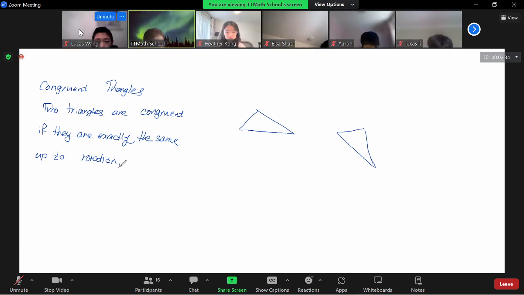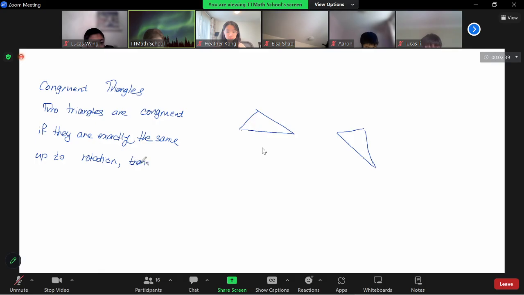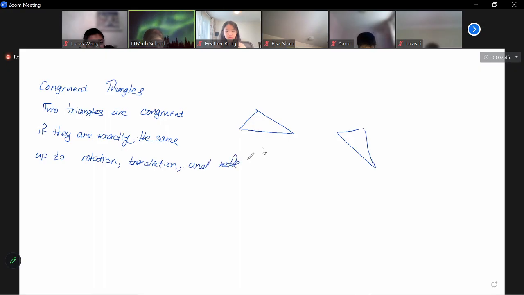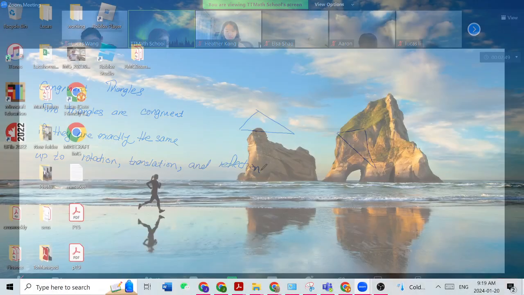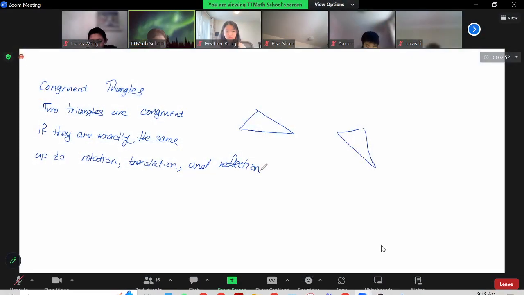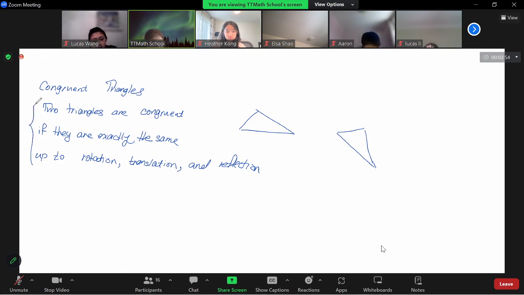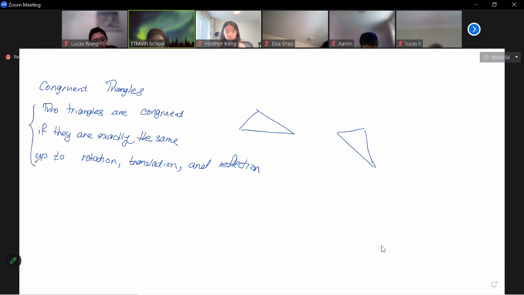They're the same up to rotation and also up to translation, which means you just move them around, and also reflection. Then we say that two triangles are congruent. We will see examples and it will be more clear. Okay, so two triangles are congruent. We have different kinds of congruency.